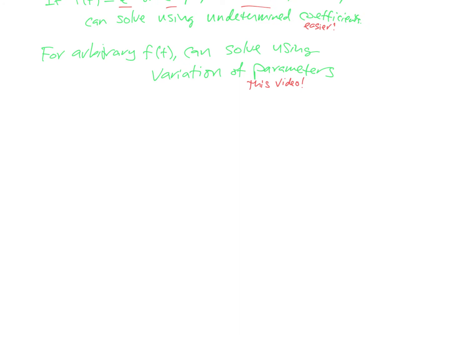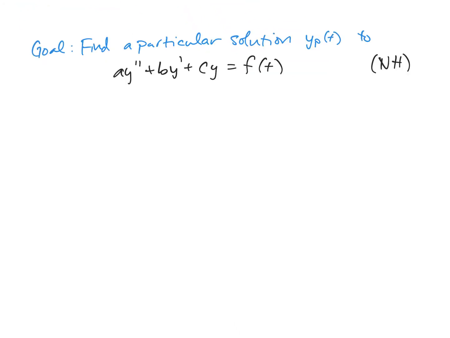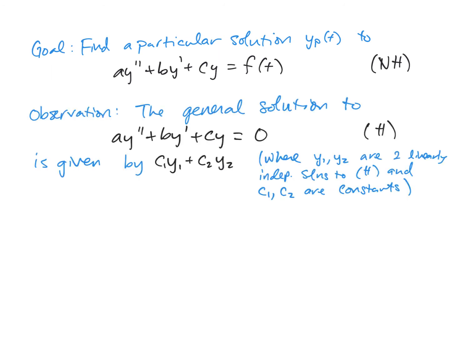So really, here's what our goal is. We're looking for a particular solution, yp, to our non-homogeneous equation, which we're calling NH. And the observation that we're going to make here is that we already know how to find a general solution to the homogeneous equation. And that's what I've just written out here. So that general solution is given by c1y1 plus c2y2, where c1 and c2 are constants.